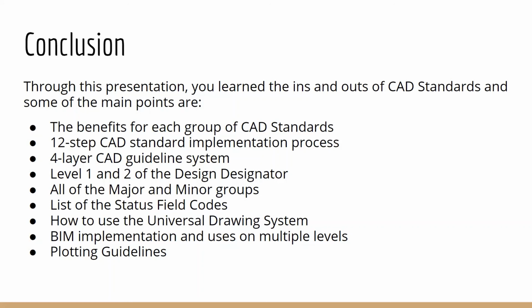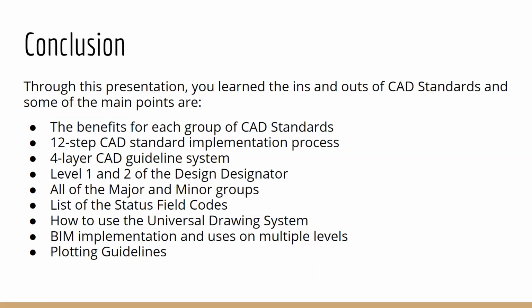And then we had the uniform drawing system. It was created by the CSI, the Construction Specifications Institute. It's called the UDS. Then we went through the different positions of that. So we had Universal Drawing System Position 1, which was the discipline designator, then Position 2, which can be a hyphen or could be used to modify the discipline designator. And then there was Position 3 and 4, which is the sheet type designator.